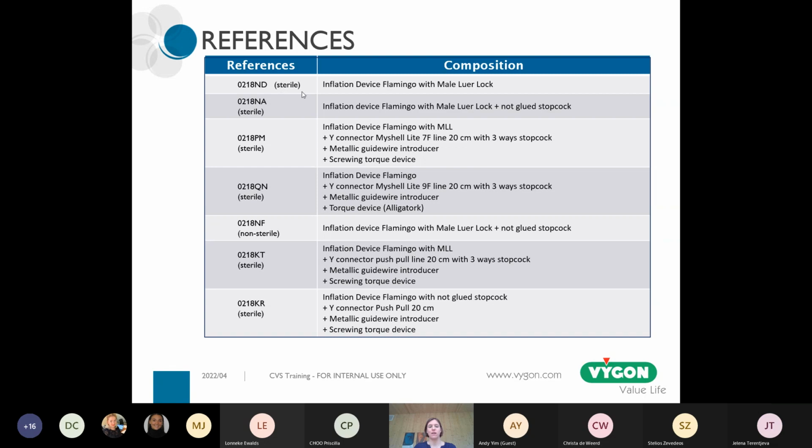Okay, so you have here all the references. You have kits with Mishell, for example. You have kits with Squid. You have everything to meet the customer needs.